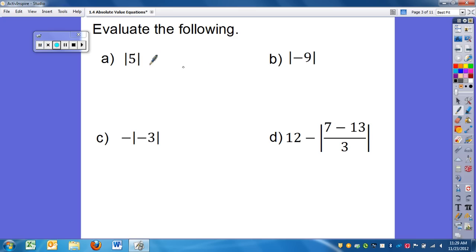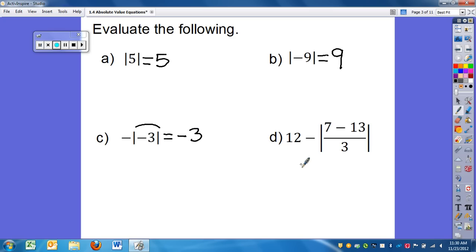So if I want to evaluate the following, I have the absolute value of 5, which we just had in the previous slide. The absolute value of 5 is 5. The absolute value of negative 9 is 9 away from 0, so that is 9. On C, I have the absolute value of negative 3. But on the outside, I have an additional negative, so the absolute value of negative 3 is 3. So my final answer is negative 3.